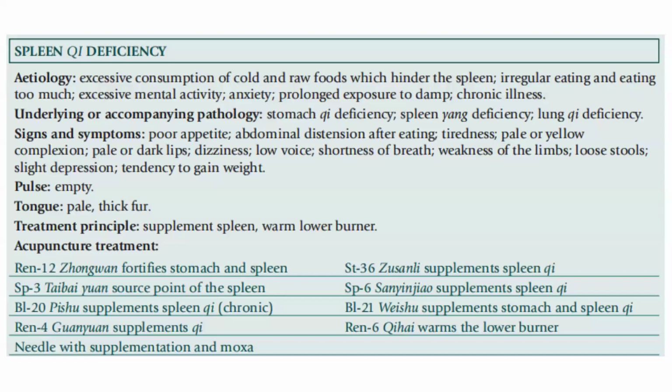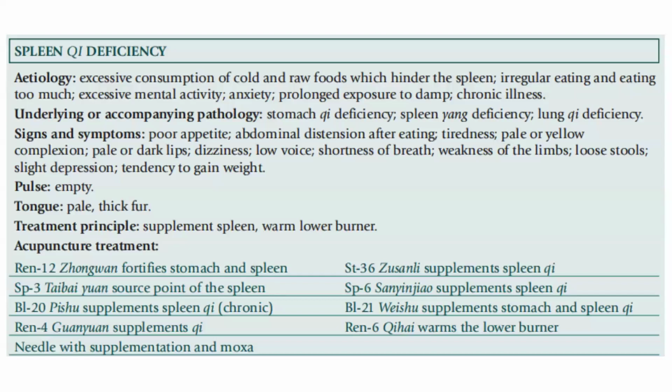Signs and symptoms: poor appetite, abdominal distension after eating, tiredness, pale or yellow complexion, pale or dark lips, dizziness, low voice, shortness of breath, weakness of the limbs, loose stools, slight depression, tendency to gain weight. Pulse is empty, tongue pale, thick coating. Treatment principles: supplement the spleen, warm lower burner.